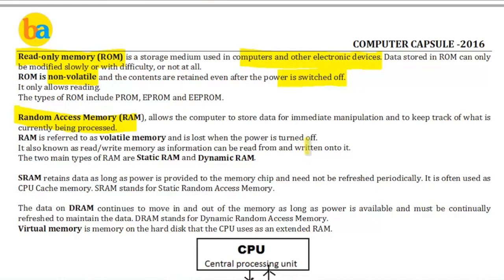Random access memory or RAM allows the computer to store data for immediate manipulation and to keep track of what is being currently processed. RAM is referred to as volatile memory. That means its content will be lost when the power is turned off. There are two types of RAM, static RAM and dynamic RAM.